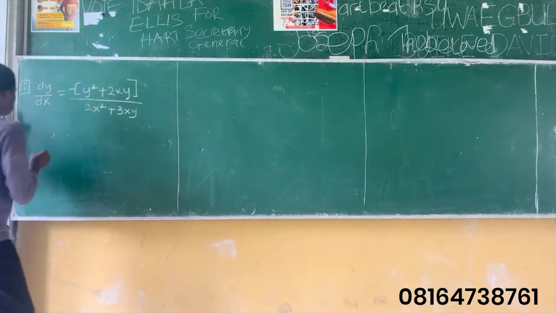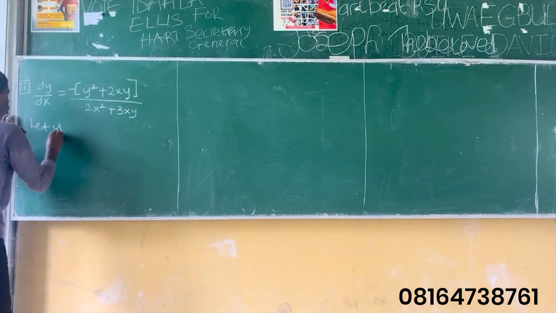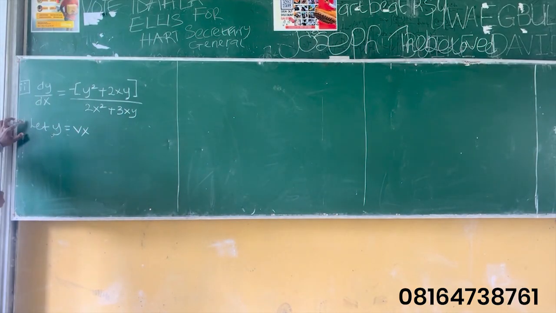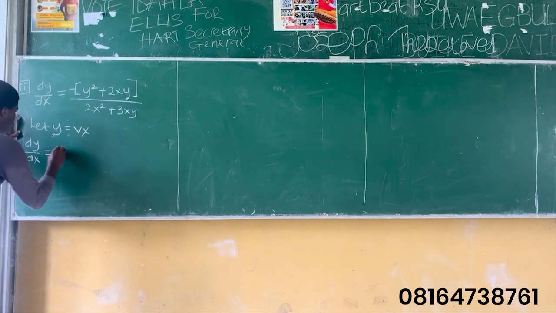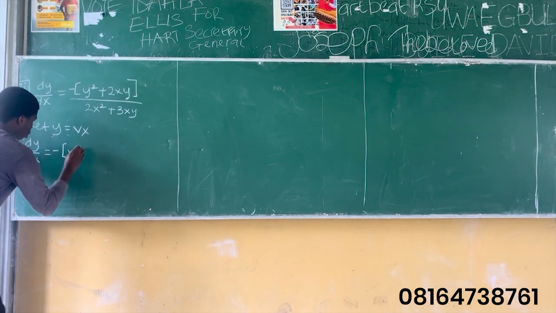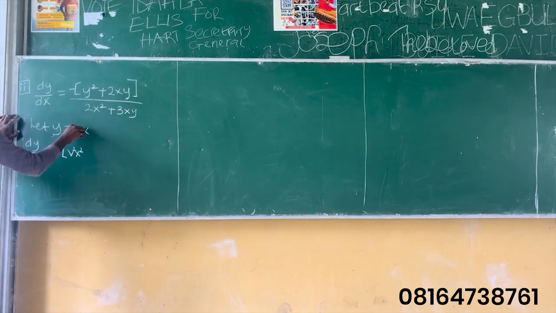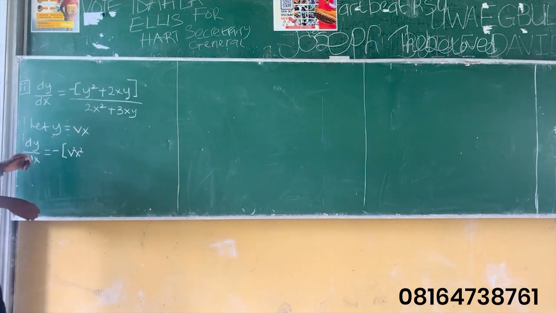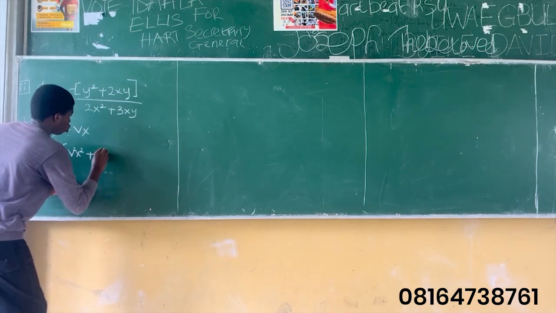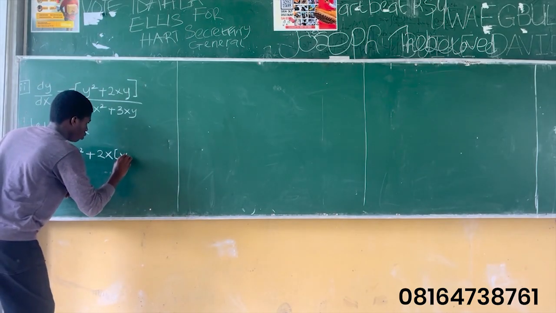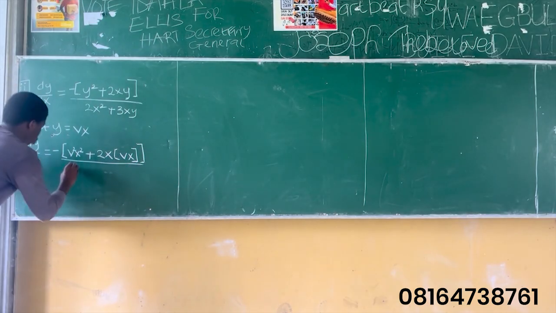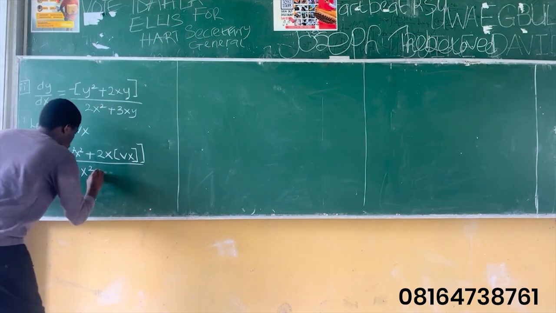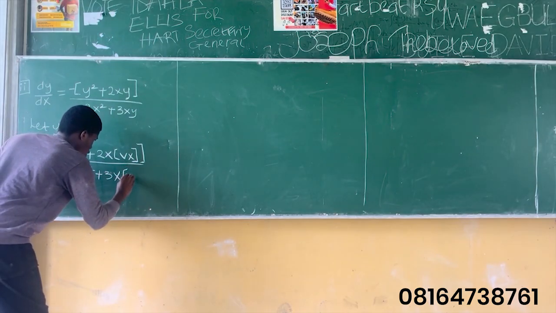So firstly, let's substitute, say let y equal vx. So anywhere we see y, we are going to be putting in vx. Let's do that. So this dy over dx is equal to minus vx square. You can see that it has square, so it's going to be applying to both parameters. So this is going to be plus 2x vx, all over 2x square plus 3x vx.